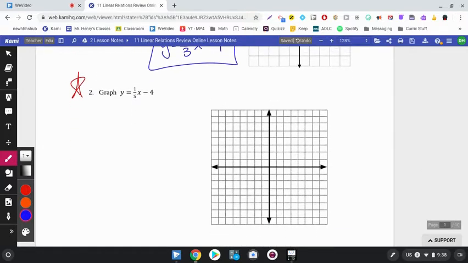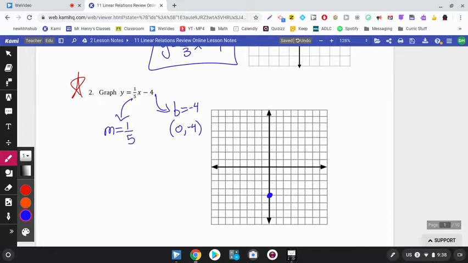Graph y equals 1/5 x minus 4. This is the opposite. Here's the equation in y equals mx plus b. Can I put it on a graph? Well, yeah, because if this is slope-intercept form, it tells me the slope, that's 1/5, and b value of -4, that gives me the point (0, -4). So I could actually graph that. There's my point. And then if I want to make a straight line, if I want to make a linear relation, I need at least 2 points.